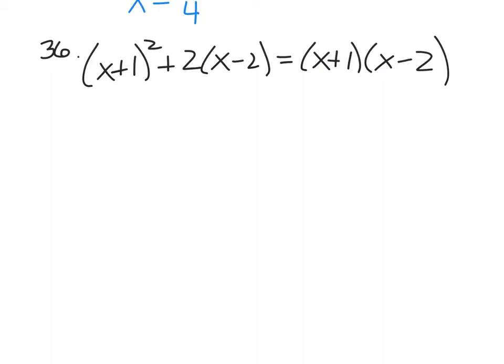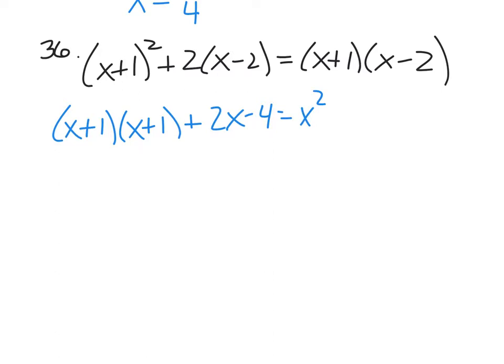So what's the only other option then? We're going to have to FOIL, distribute, FOIL, and then combine like terms. And because it's in this section, I know what's going to happen, but we've got to find out for ourselves. So we're going to do that. It's going to be 2x minus 4. And then this is going to be x squared minus 2x plus x minus 2. Just FOILing there.